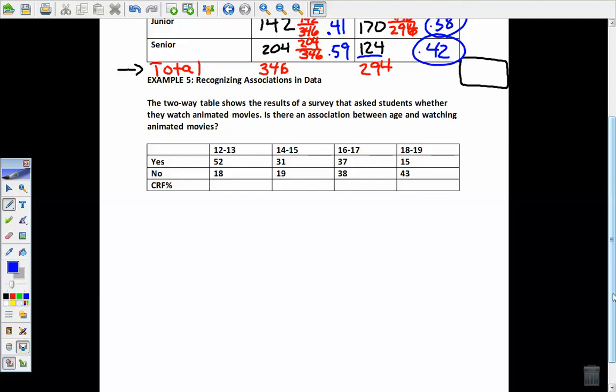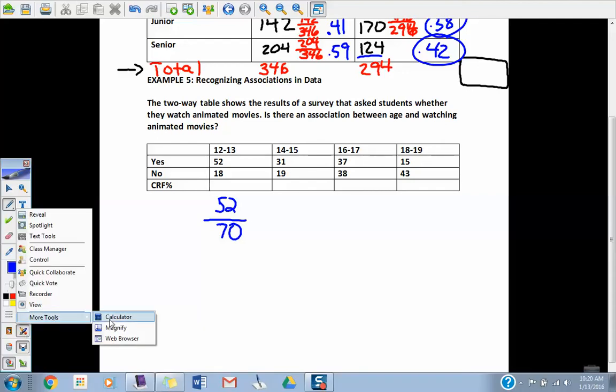Okay, so we want to go ahead. This CRF percent stands for conditional relative frequency. What percent of 12 to 13-year-olds are going to see animated movies? So what I want to do is take 52 and divide that by 70, the total number of kids. You understand where that 70 just came from? The 52 plus 18. 52 out of 70 say, yep, I'll see them. So let's punch that up. Let's see what this gets us.